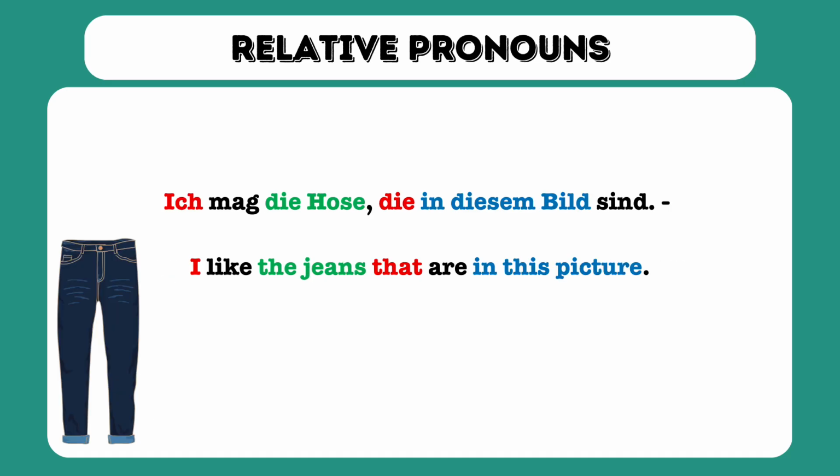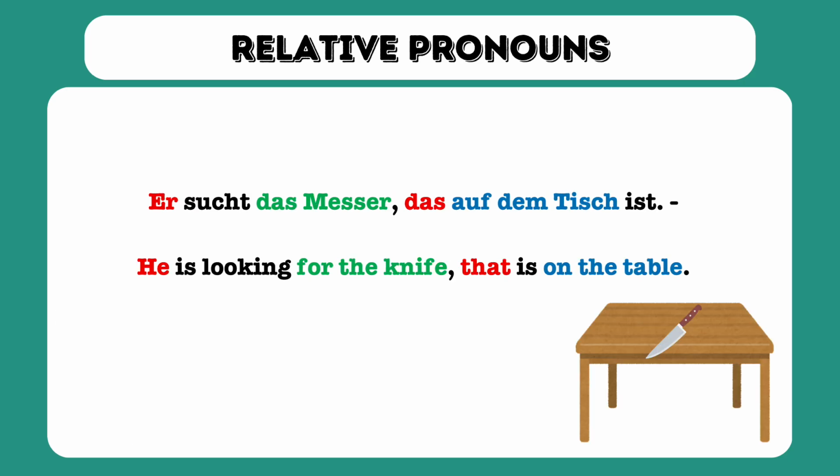Ich mag die Hose, die in diesem Bild sind. I like the jeans that are in this picture. Again, we're using ich mag die Hose, which is I like the jeans, but then the pronoun that we use here is used with a relative clause, and so we say that are in this picture. The jeans that we're talking about here. Sucht das Messer, das auf dem Tisch ist. He is searching for the knife that is on the table. Again, we're using a relative clause, das referring back to das Messer. Sucht das Messer, das auf dem Tisch ist.